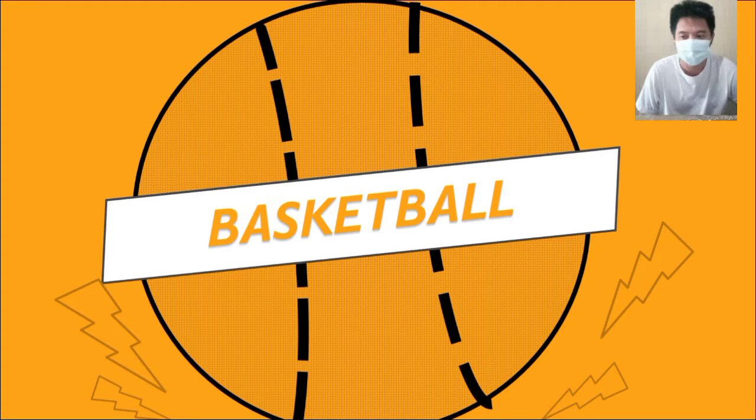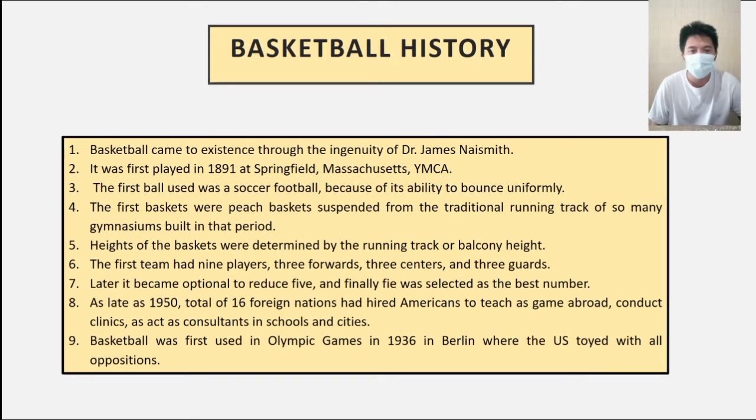So first of all is basketball. Basketball history. Basketball came to existence through the ingenuity of Dr. James Naismith. It was first played in 1891 at Springfield, Massachusetts YMCA. The first ball used was a soccer football because of its ability to bounce uniformly. The first baskets were peach baskets, suspended from the traditional running track of so many gymnasiums built in that period. Heights of the baskets were determined by the running track or balcony height.